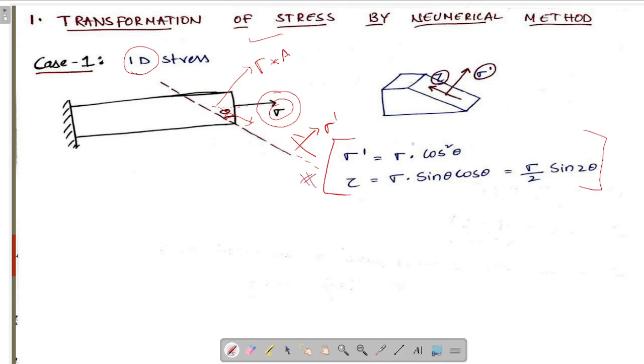See, the normal stress is sigma cos square theta. Theta is in anti-clockwise direction with this plane. And shear stress is sigma sin theta cos theta, which is nothing but sigma by 2 sin 2 theta.